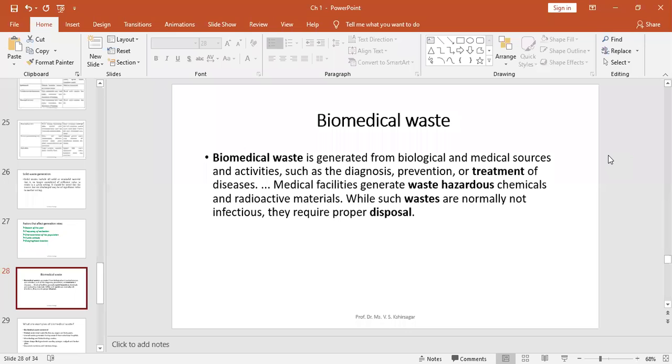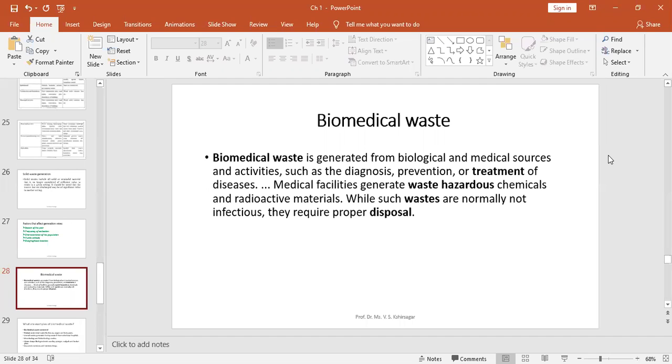From the diagnosis system, less hazardous waste is generated. Prevention also produces a little less, but in the case of prevention, there are units like the testing laboratories. If that waste is not disposed of properly, it will transfer the diseases that those particular people have. So that's why we need to take proper care with biomedical waste.